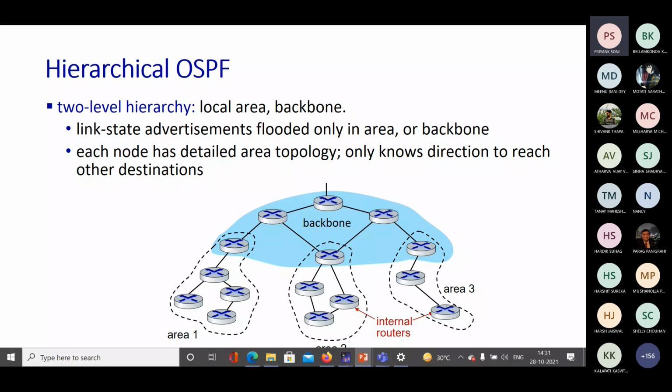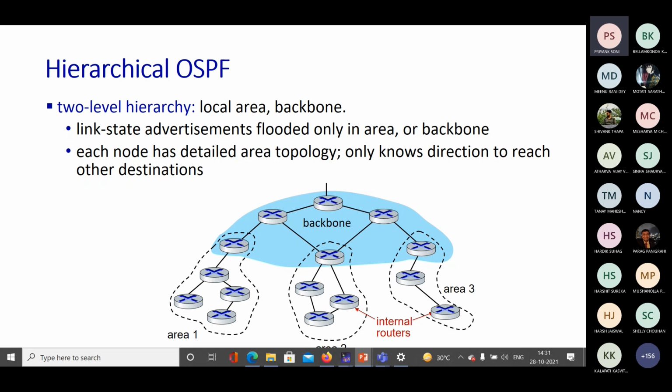hierarchical OSPF was proposed. So what is hierarchical OSPF? It is nothing but creating a hierarchy so that the link state advertisements are flooded in a smaller area. Firstly, we will study the two-level hierarchy of OSPF. So how do we do a hierarchy here?